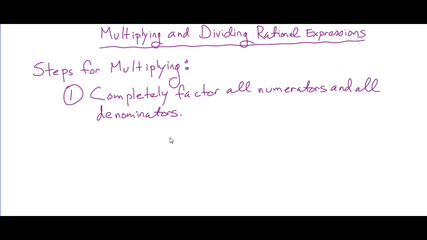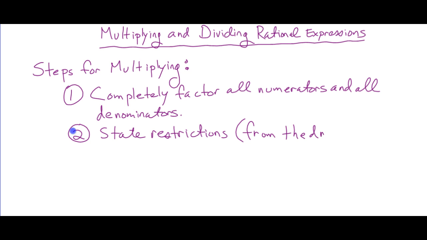Anyways, so steps for multiplying. Number one, completely factor all numerators and all denominators. Wow, that's yesterday's first step. You've got to factor everything. Step two, from the factored form, you're going to state the restrictions from the denominators. And those come from the denominators. The numerator is okay if it's 0.